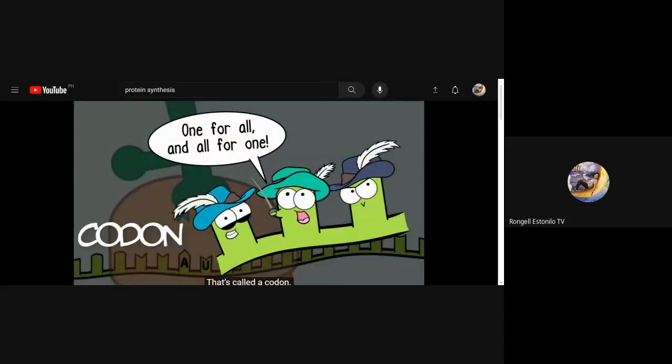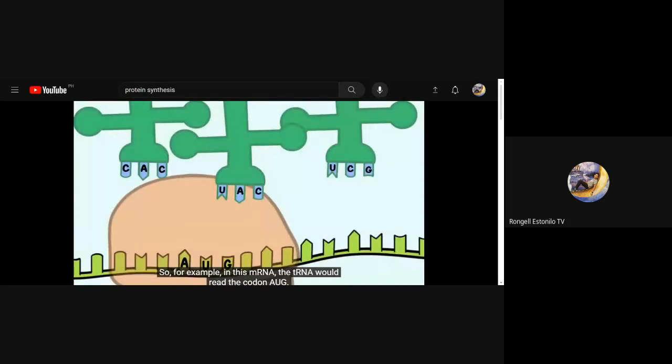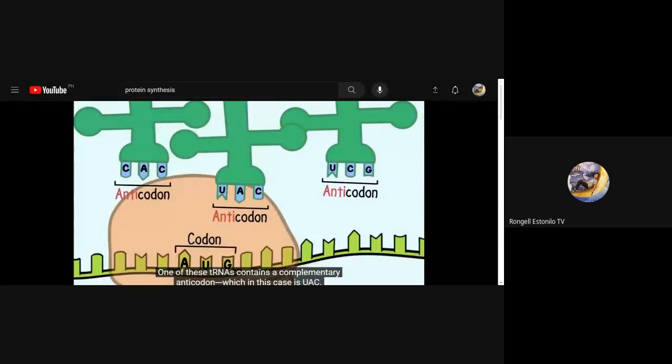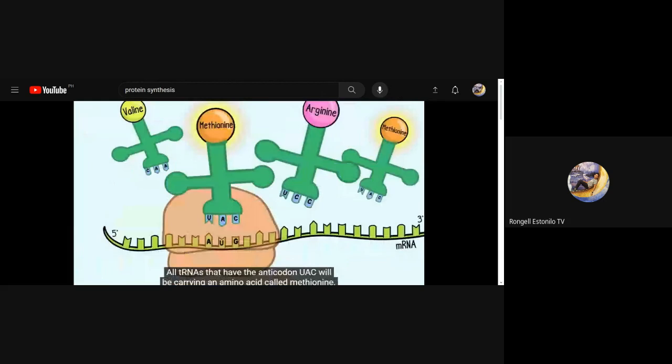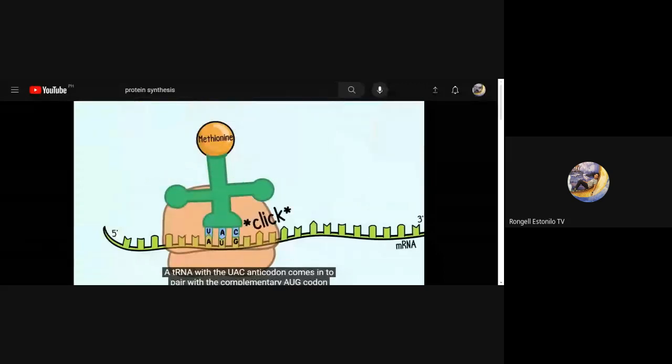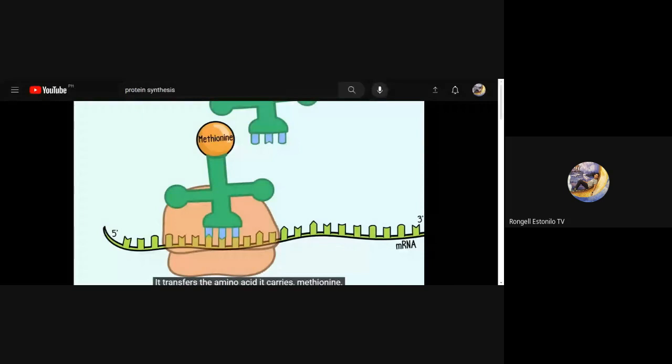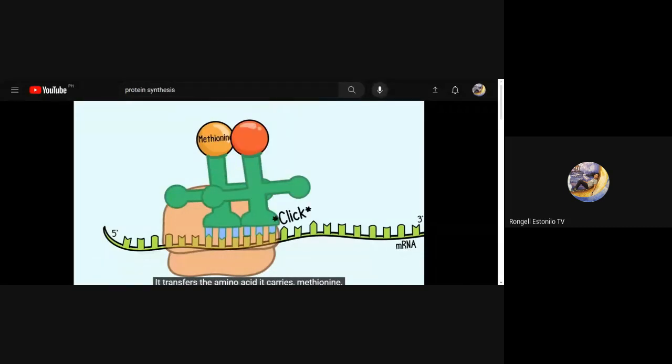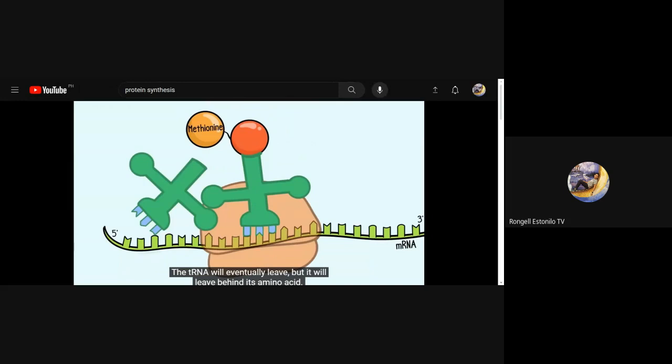That's called a codon. So for example, in this mRNA, the tRNA would read the codon AUG. One of these tRNAs contains a complementary anticodon, which in this case is UAC. All tRNAs that have the anticodon UAC will be carrying an amino acid called methionine. A tRNA with the UAC anticodon comes in to pair with the complementary AUG codon on the mRNA. It transfers the amino acid it carries, methionine. The tRNA will eventually leave, but it will leave behind its amino acid. That's the first amino acid before looking at the next codon.